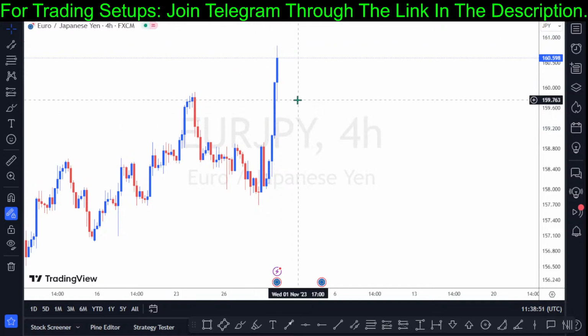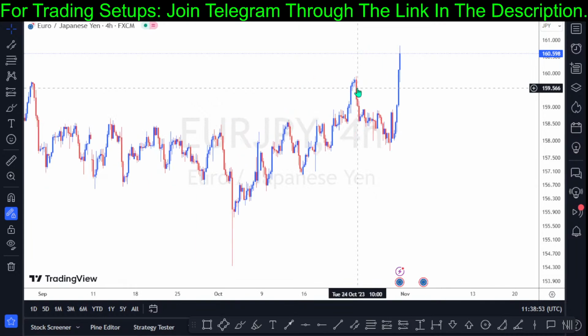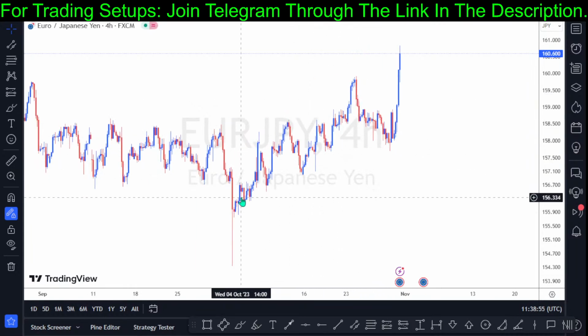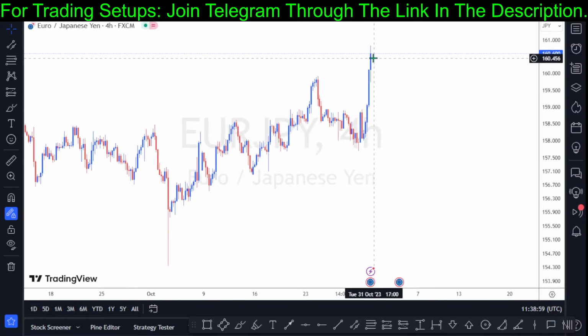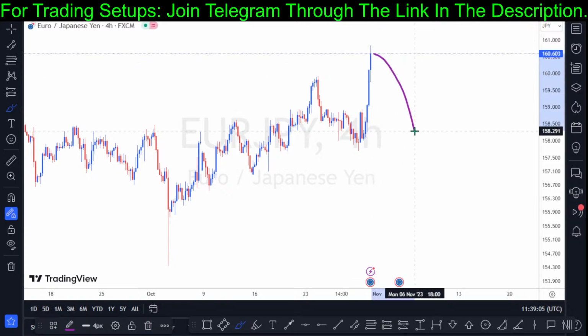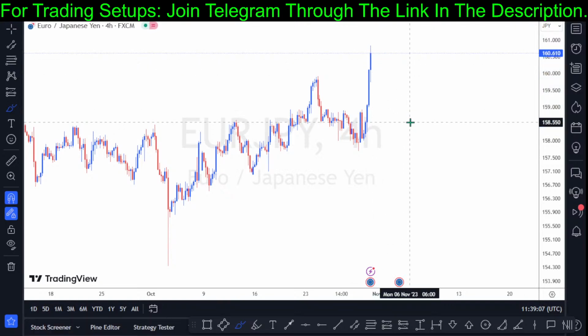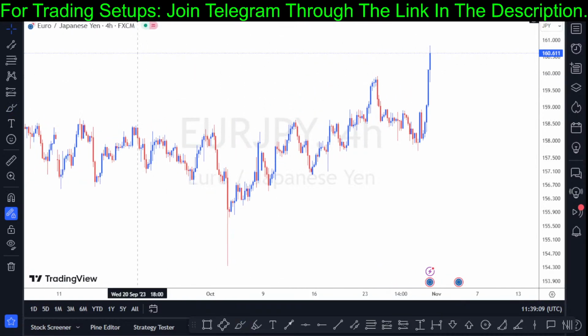So right now I am not going to chase the trend if I were you. If you want to long Euro Yen and you are jumping in right here, it means you are chasing the trend. There could be a sudden market reversal and you are reversed down. So this is why you have to be very careful.